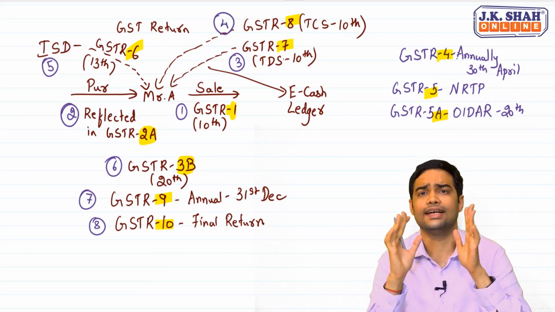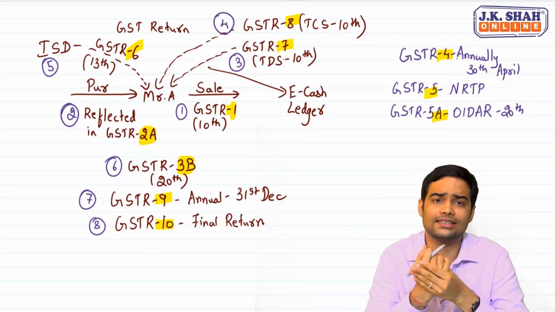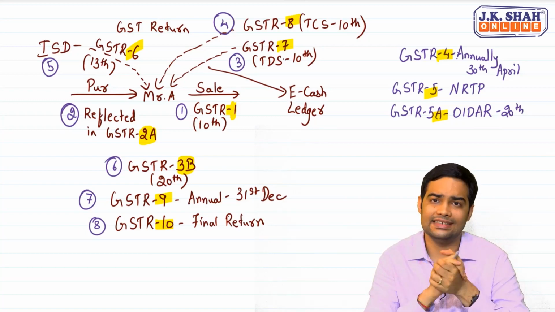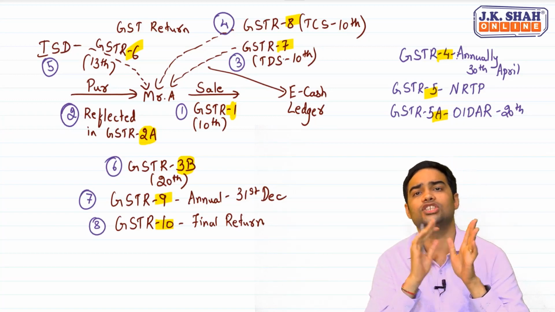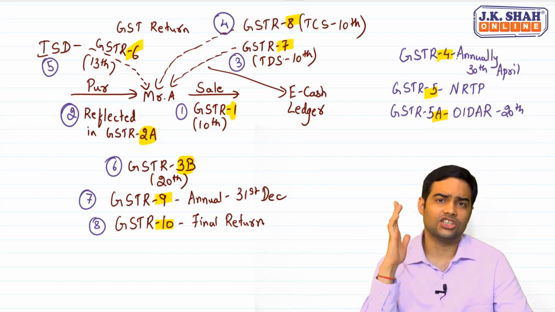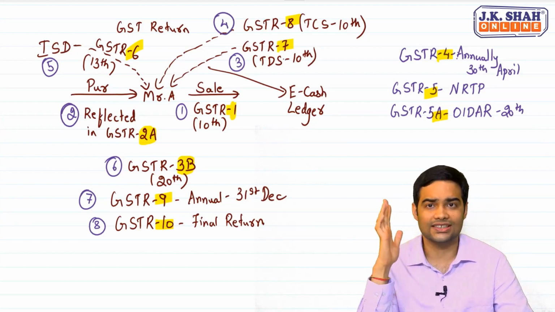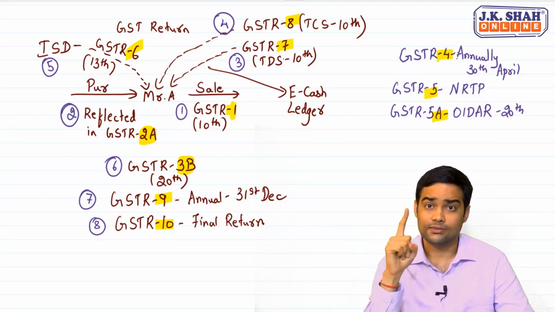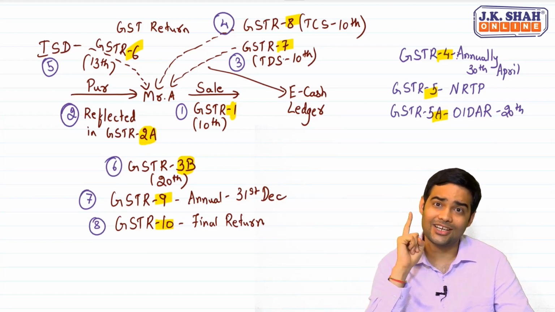This is how the entire return process works. What you must know about these? Let's start with GSTR 1. See, GSTR 1 is submitted under section 37 of CGST Act 2017. GSTR 1 contains details of all your sales, does not include RCM. It only contains details of your sales.